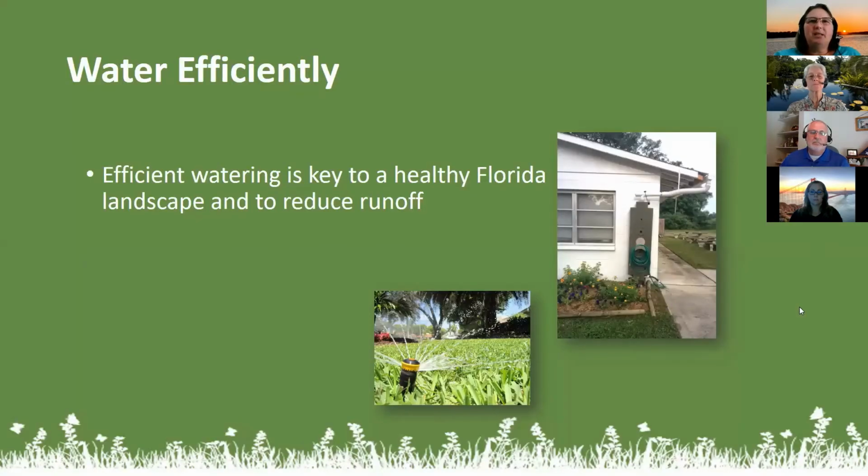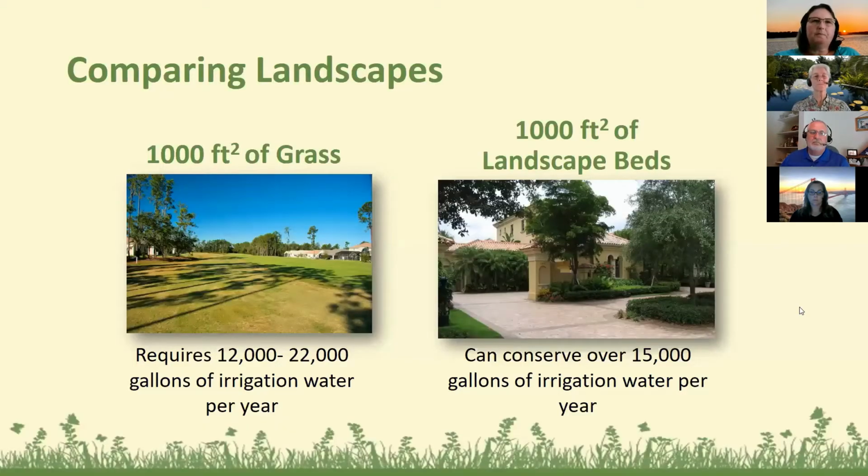So efficiency is really one of the keys to helping reduce runoff, but yet keep your landscape healthy. So we want to be as efficient in our watering as we can. Here's that example I was talking about. If you take a large area of turf, it does require a lot more water than landscaped areas. And there's a comparison here in the two photos. You can see the amount of water that turf can use versus if we landscape an area, how much can be saved.